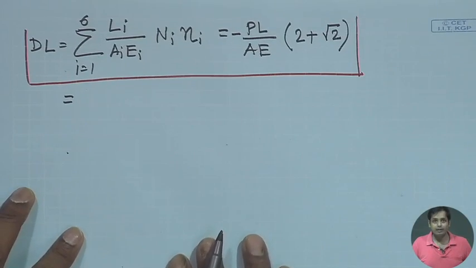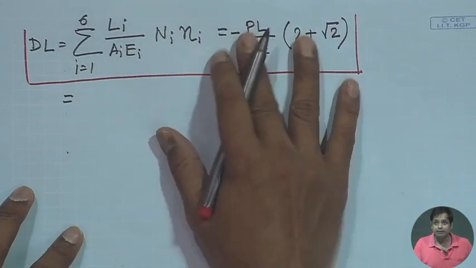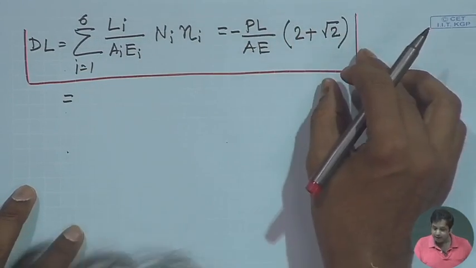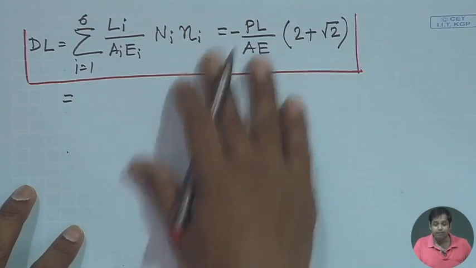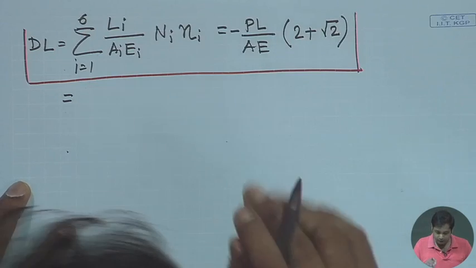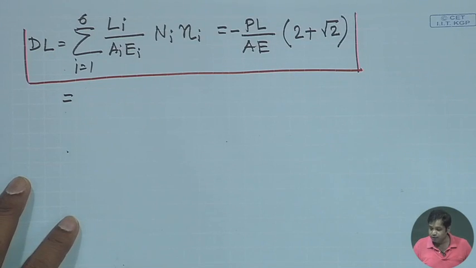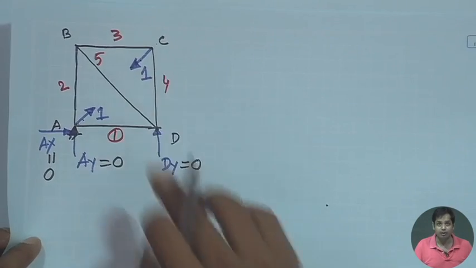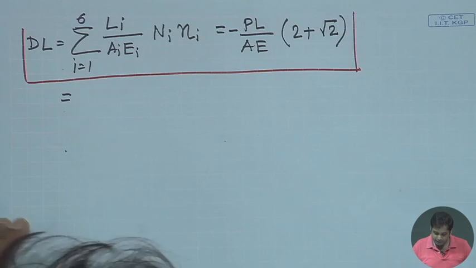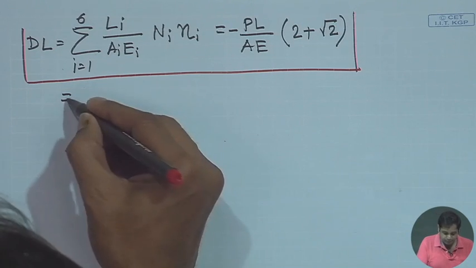Okay. So, dL is the deflection, the change in length in member 6 when the primary structure is subjected to the actual load. Then we need to find out what is the deflection in the primary structure when it is subjected to unit load, and how to find that deflection.